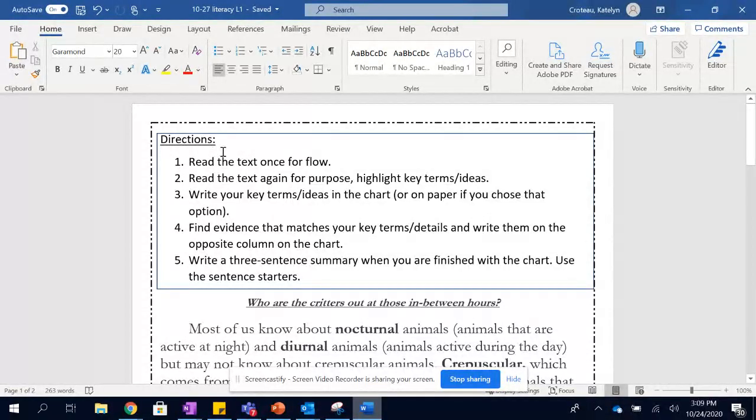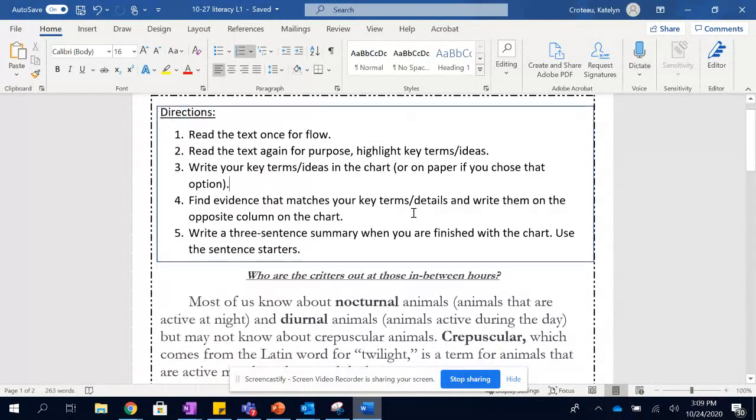All right, your directions are: 1, read the text once for flow. In this case, we are listening once for flow. That means I am not doing anything except listening. 2, read the text again for purpose. The purpose is to highlight key terms and ideas. 3, write those key terms and ideas that you highlighted in the chart, or on paper if you chose that option. So if you chose paper, you would just set your paper up like the Cornell note taker, and you would write it on paper instead and send your teacher a picture instead of doing it on here.